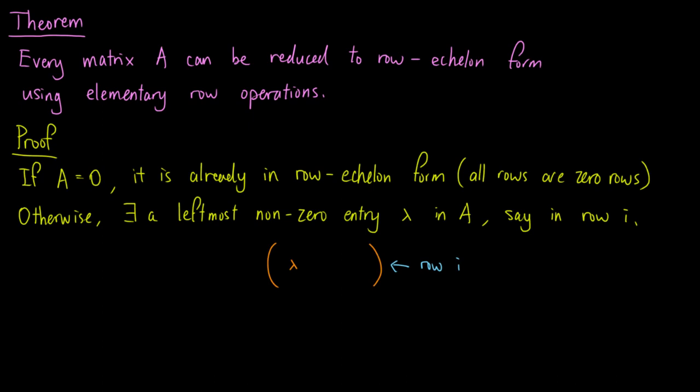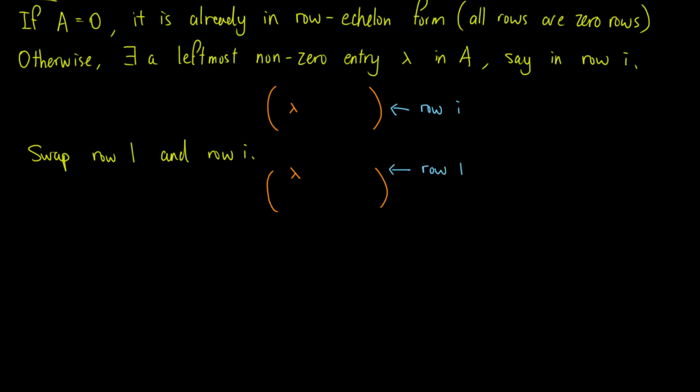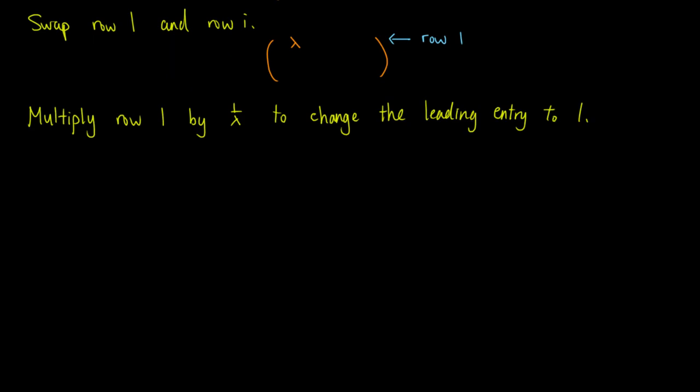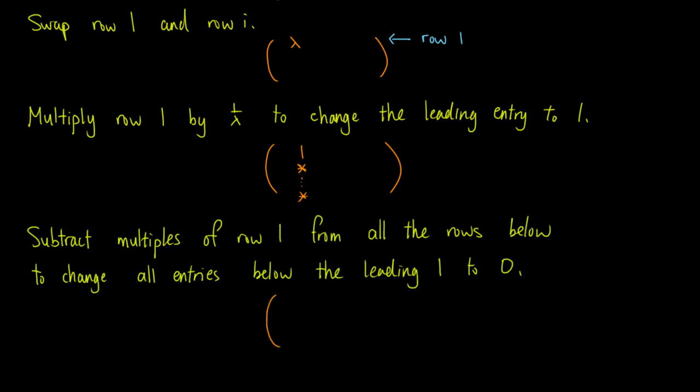The first thing that we do, or the first elementary row operation that we perform, is to swap row 1 and row i. So the lambda is moved to row 1. Then, in order to create a leading 1 in row 1, we multiply row 1 by 1 over lambda. Afterwards, we subtract multiples of row 1 from all the rows below to change all the entries below the leading 1 to 0.